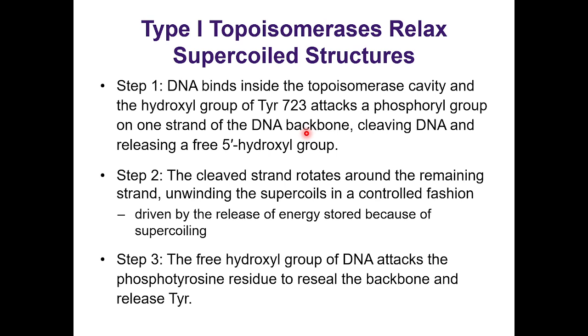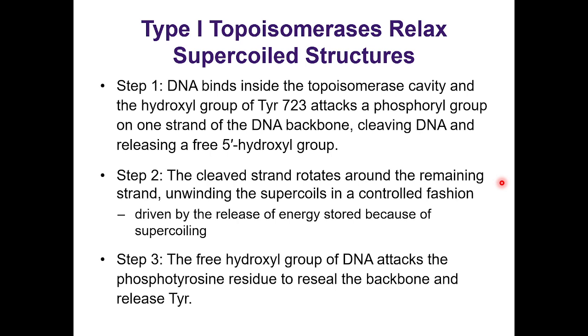Now, the specific how it passes through is going to change a bit, because one of these cuts both strands, right? Meaning you can just pass through the whole coil, can't you? The other one only cuts one strand. The passing through is going to look a little different. So this is type 1 topoisomerases. This is going to be for relaxing your supercoiled structures. Again, type 1, how many of the strands do we cut? 1. Very good.